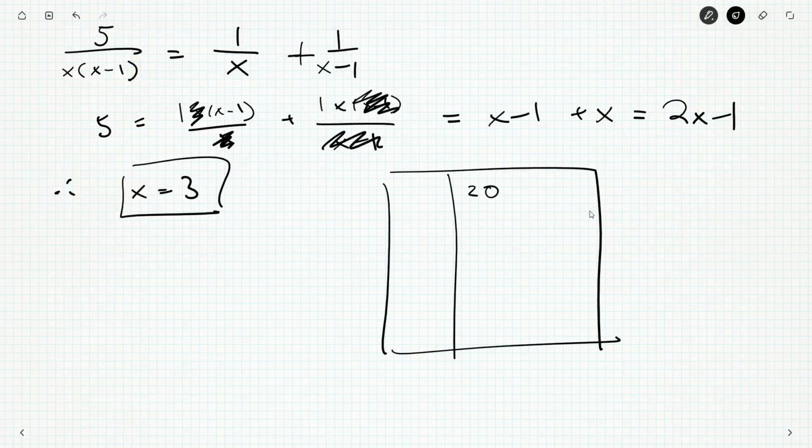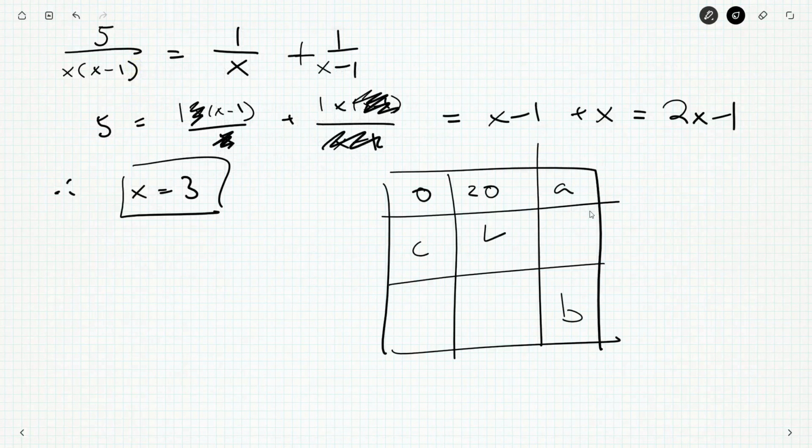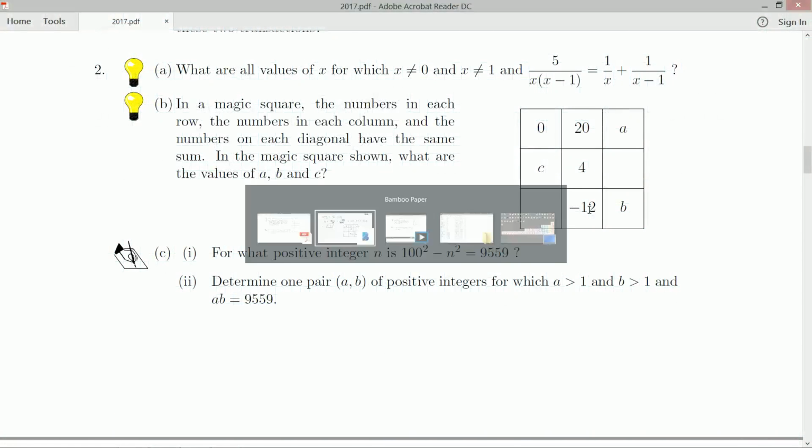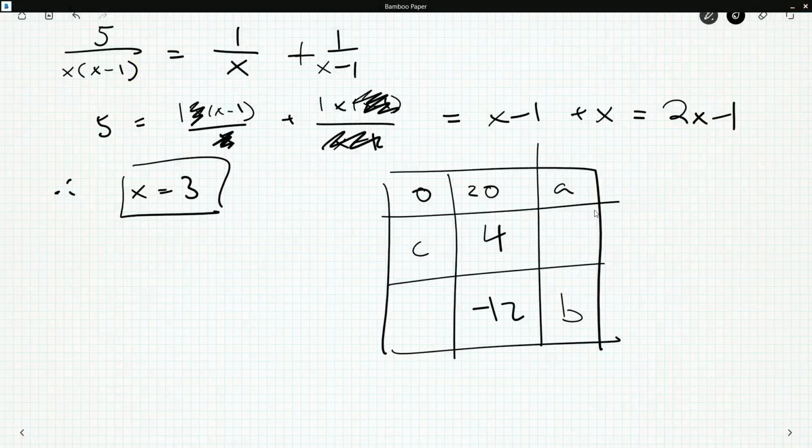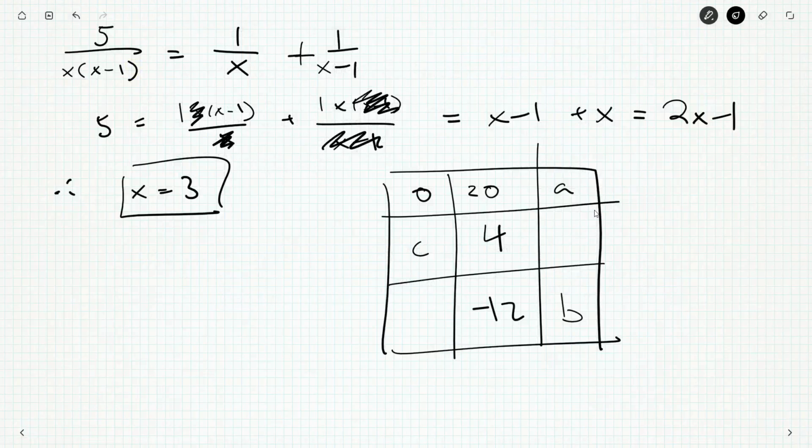I think it was 20. It was A. I think C was here. I think B was down here. And I think it was 0, 4, and negative 12. Let's see. 0, 4, and negative 12. Fantastic. All right. So we know it's a magic square, so the sums are the same. So what's the sum here? 20 plus 4 is 24, minus 12. It all adds up to 12. So each row, each column, everything's got to add up to 12.